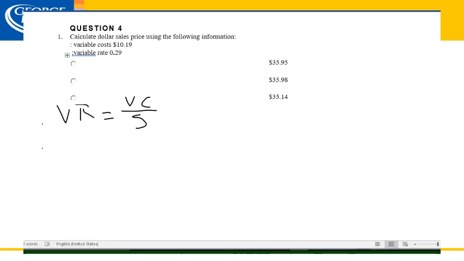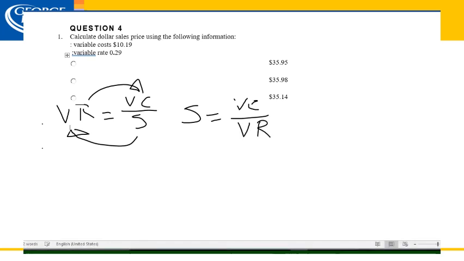Okay, if we rearrange this by bringing our sales variable to this side of the equation and our variable rate to this side of the equation, we have to multiply the sales over and then divide the variable rate over to the right hand side, which results in an equation that looks like this. Our sales price equals our variable costs divided by our variable rate.